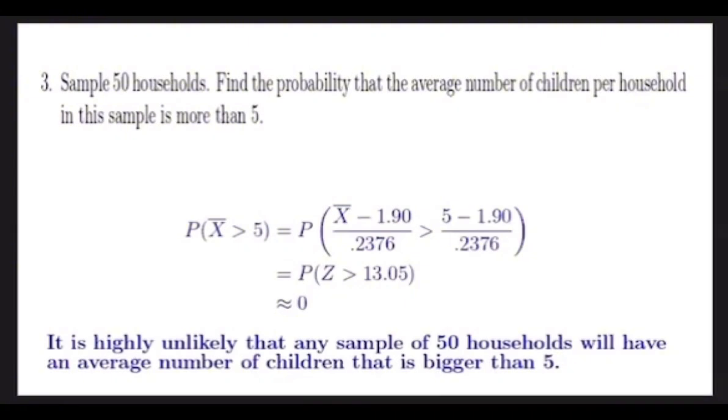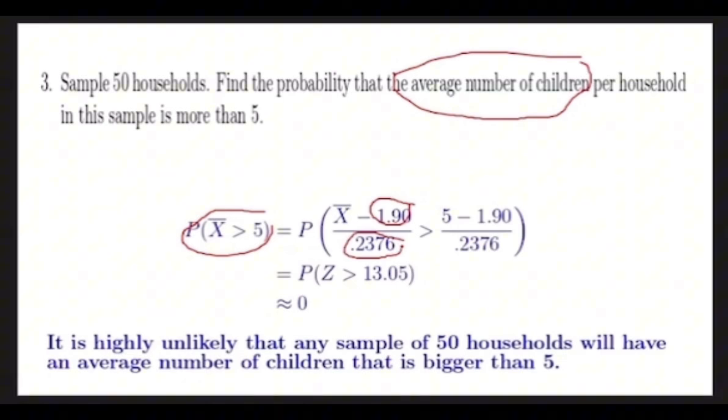Now, this is another question. Sample 50 households. Find the probability that the average number of children in this sample is more than 5. Now, the random variable is the average number of children. The mathematical interpretation is, I want to find the probability that when I go into any household, on average, the average will be more than 5. Now, I'm actually going to do standardization. Don't forget, I'm working at a group level now, not individual level. So, of course, I'm still going to have mu, but here it is going to be the standard error, which is the standard deviation divided by square root of n.